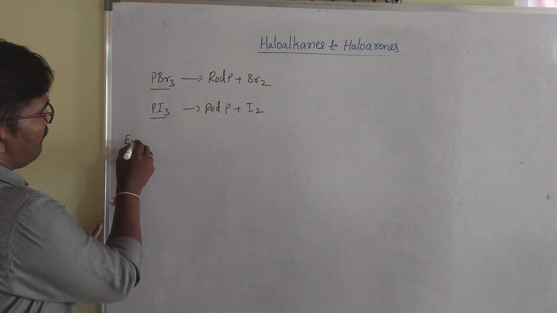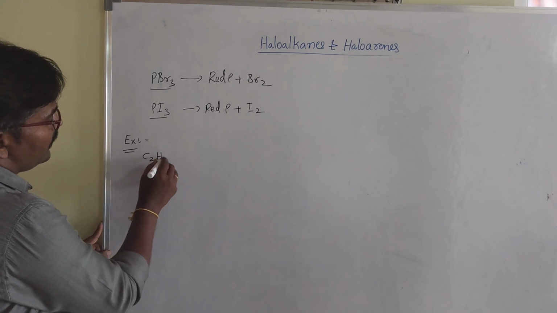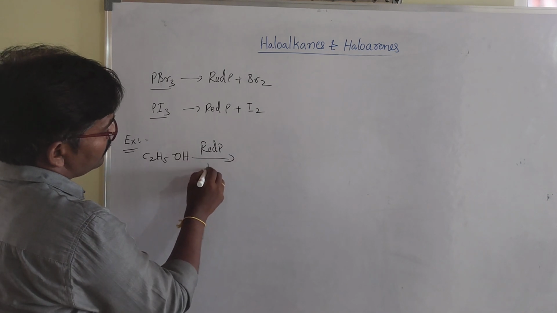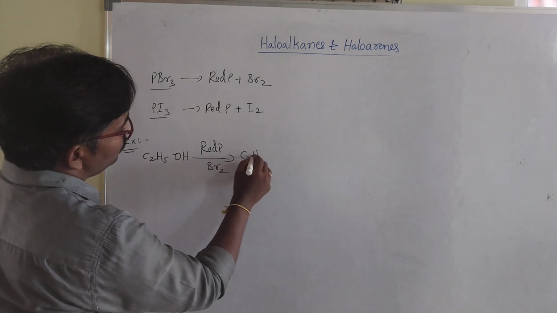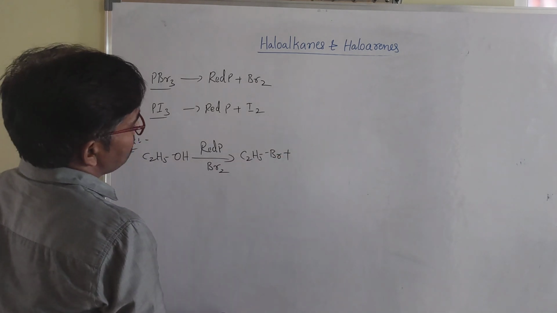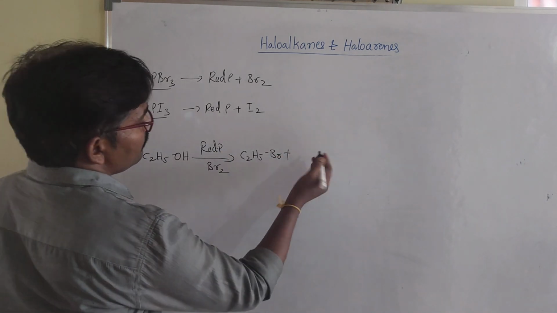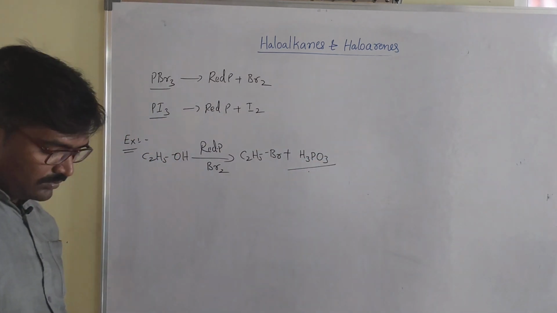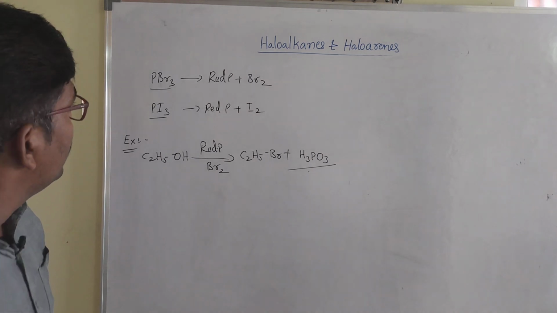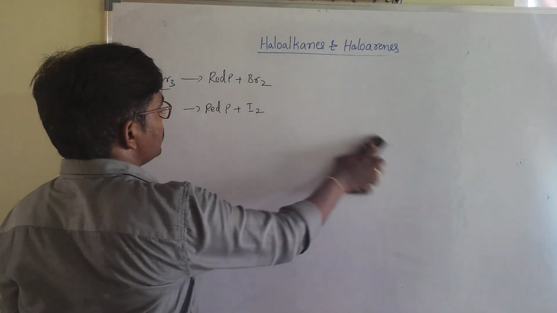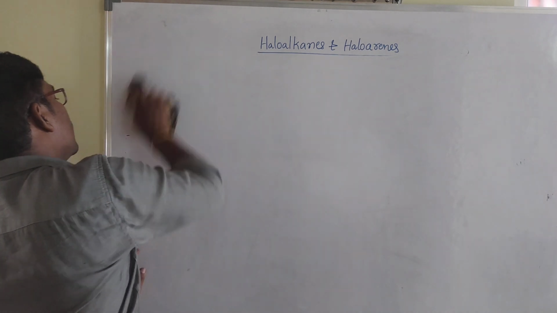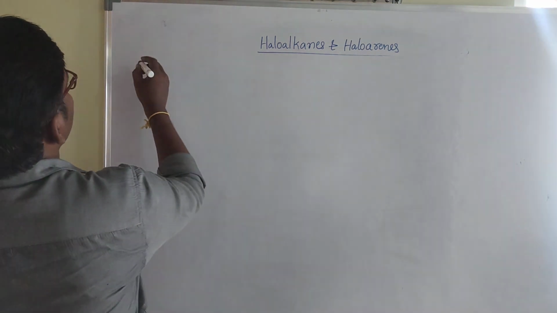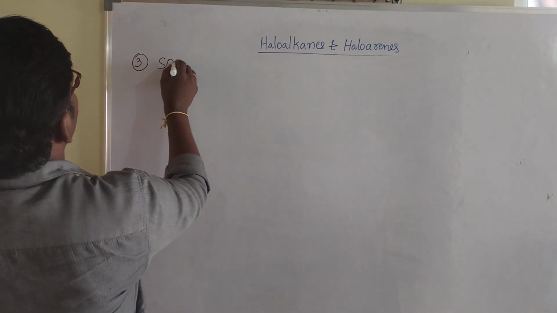For example, if you take C2H5OH, when it reacts with red phosphorus and Br2, then what will be formed? C2H5Br plus byproducts as usual, H3PO3 will be formed. Clear? So this is the next reagent. What is there? Thionyl chloride is there. SOCl2 is the thionyl chloride.